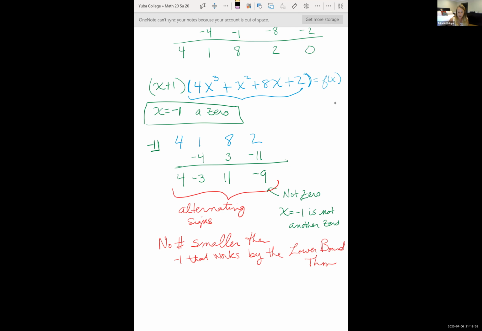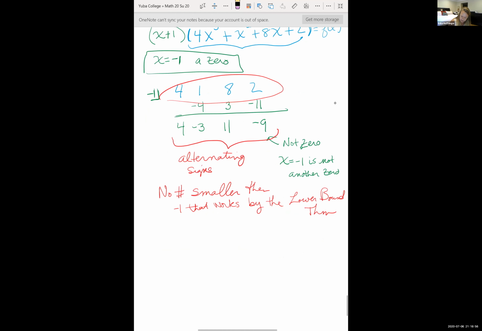Okay, so I want to go back and try again. I've been lucky before. So we either want to try 1/4 or 1/2. Might as well try 1/2, or -1/2. And if that is a lower bound, we'll find out real quick because we'll also alternate in signs. And so I have 4. I'm going to leave room because I need to deal with fractions maybe. 1, 8, and 2.